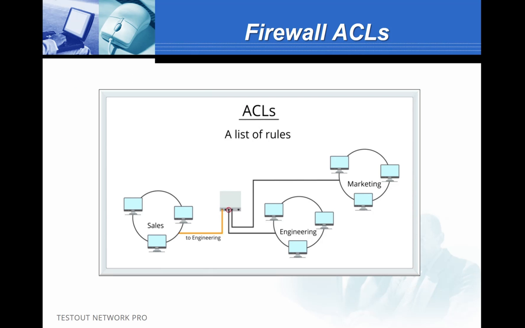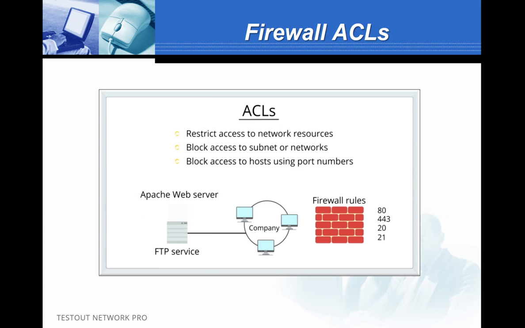So here we have sales, we have engineering, and we have marketing. Each one is going to have a specific set of rules that are going to be set up. Everybody has to go through the firewall to get to the internet, and then it's determined whether or not you can go to a specific site or whether or not you can go out there. You can also block it during certain hours for people. So here you have ACLs that are going to restrict network access.